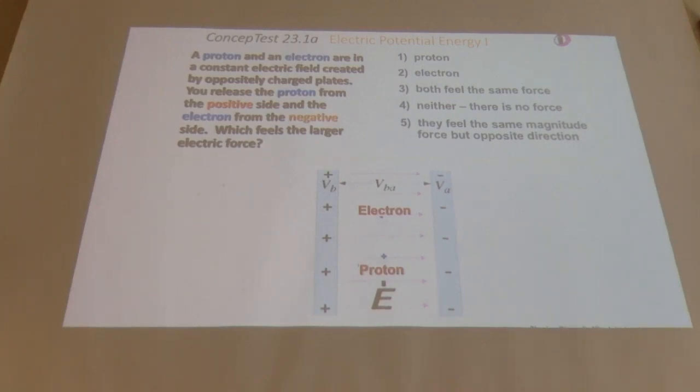They feel the same magnitude force, but opposite direction. I would agree with that. Number 3 is meant to trick you just a little bit. But keep in mind, force is equal to Q times E. A proton and an electron have the same Q magnitude, and they're in the same E. So they're going to feel the exact same force, but they're going to want to go opposite directions in the electric field. So let's quickly draw that in. The proton is going to be pushed this way, and the electron is going to be pushed that way. So in a way, that's a little bit of a review question from last chapter.